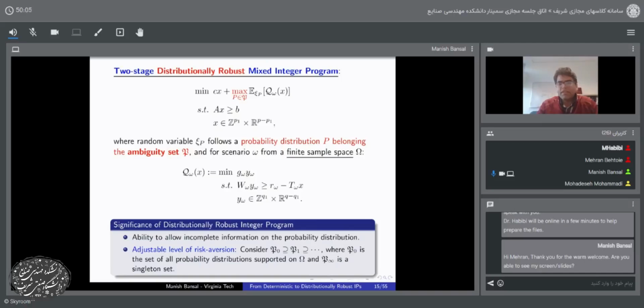Also, it allows adjustable level of risk aversion. So if I assume that this fractured set P is a singleton set, which means it has only one probability distribution, then it reduces to two-stage stochastic problem. If I assume that this ambiguity set is essentially set of all distributions defined over the sample space, then this will reduce to robust optimization because that will include distributions corresponding to each scenario as well, which means that only that particular scenario will happen. So by adjusting this ambiguity set, I can adjust from risk neutral, which is stochastic framework, to most conservative, which is robust optimization.